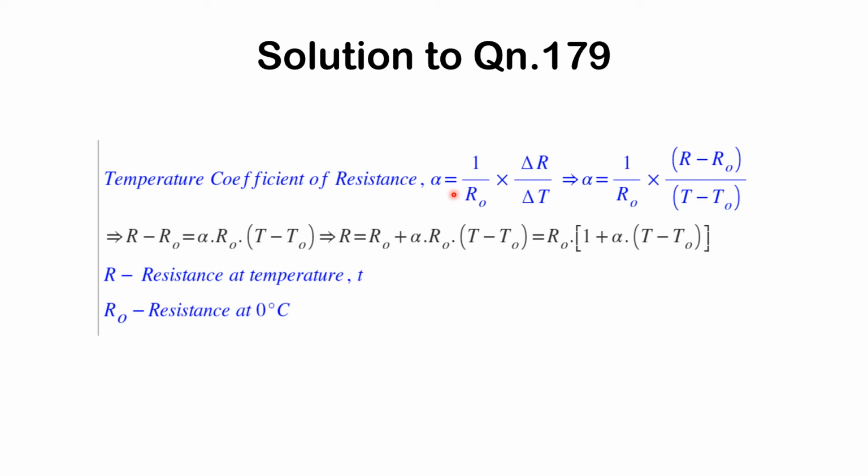அதனால resistance அதிகமாகும் at T degree Celsius when compared to resistance at 0 degree Celsius. So R minus R naught subtract பண்ணா delta R positive இருக்கும். Temperature coefficient of resistance positive இருக்கும்.